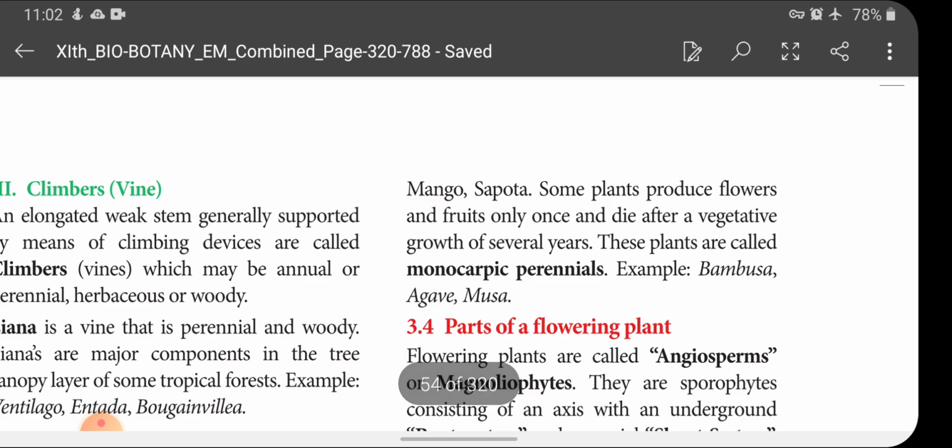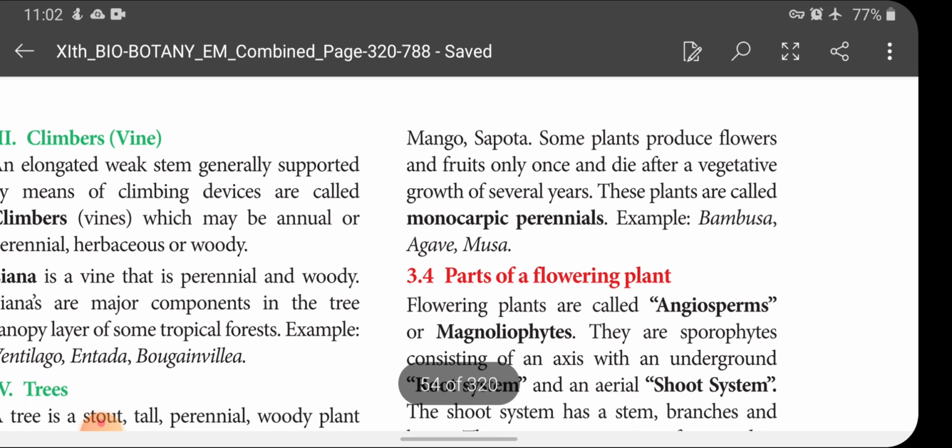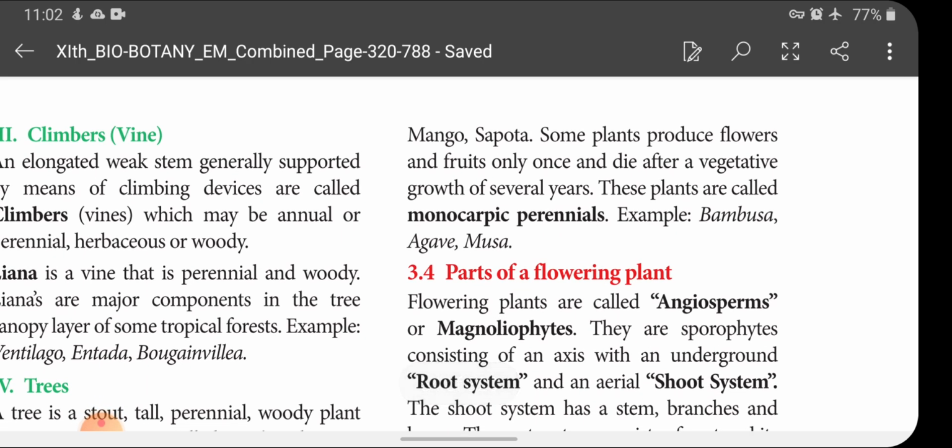mango, sapota. Some plants produce flowers and fruits only once and die after a vegetative growth of several years. These plants are called monocarpic perennials. 2 mark question. Example, Bambusa, Agave, Musa. These are examples for monocarpic perennials. What is a monocarpic perennial? Some plants produce flowers and fruits only once and die after a vegetative growth for several years. These plants are called monocarpic perennials.